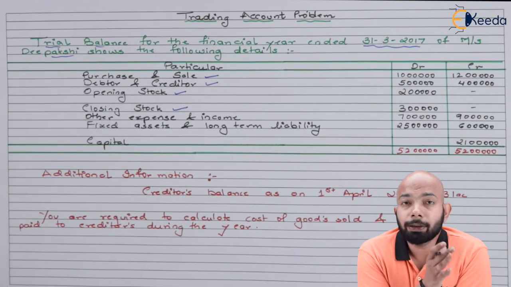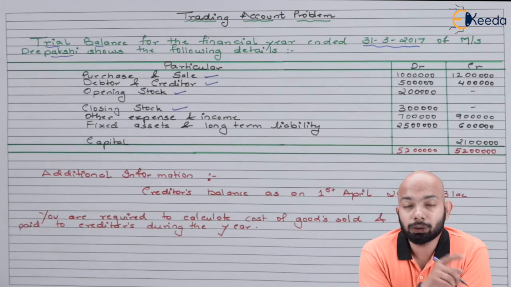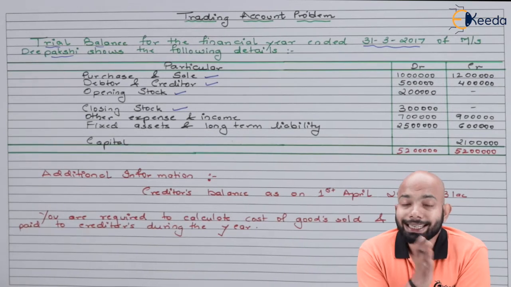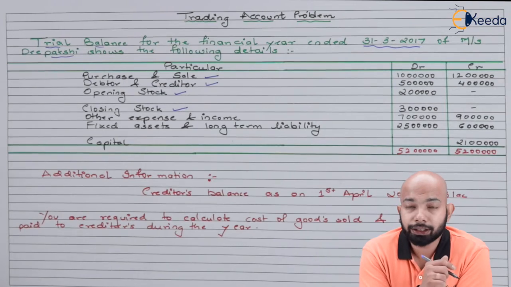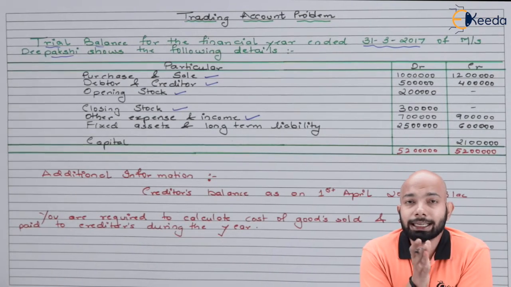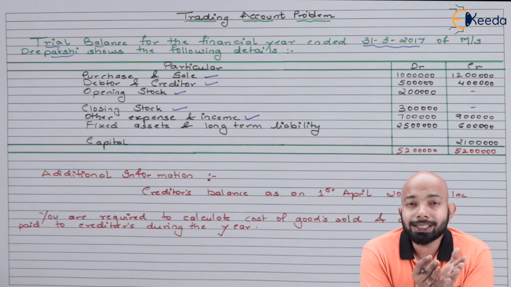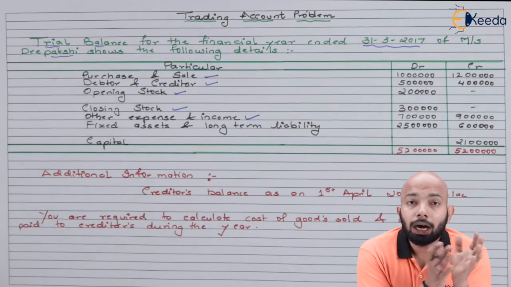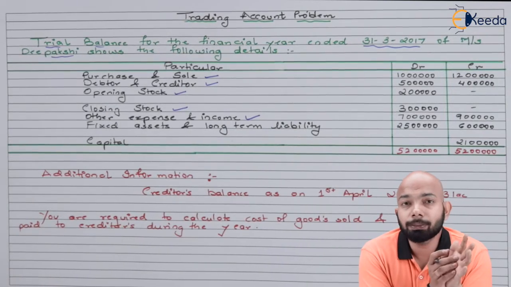Closing stock has been mentioned as 3 lakh rupees, though on the debit side. So make sure that this is taken into consideration. Other expenses and income have also been taken into consideration here. Expenses amount to 7 lakh, income amounts to 9 lakh, which is completely different from the sales perspective. That means this is other income or other expenses that we have incurred apart from the daily expenses that we do.